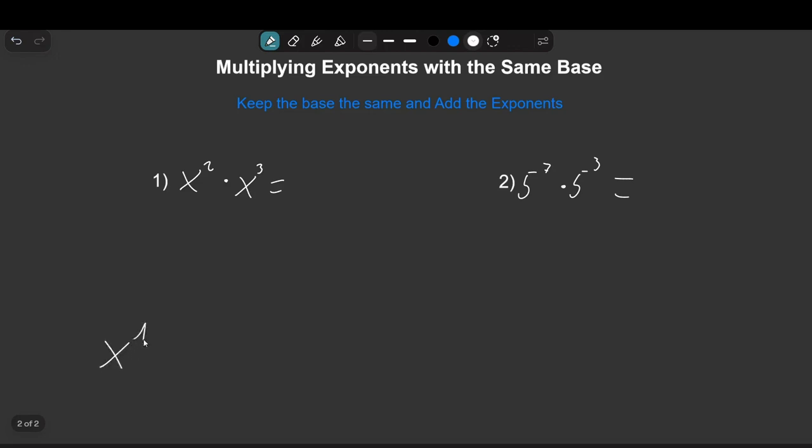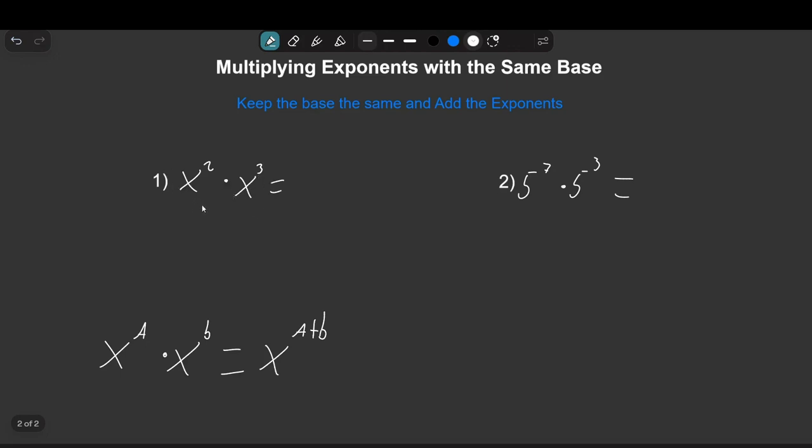X to the power of a times x to the power of b equals x to the power of a plus b. This will be our example formula, and we're going to do exactly this, but without the a and the b. So let's jump into our examples and see exactly how this works, starting with number 1, where we have x squared times x cubed.